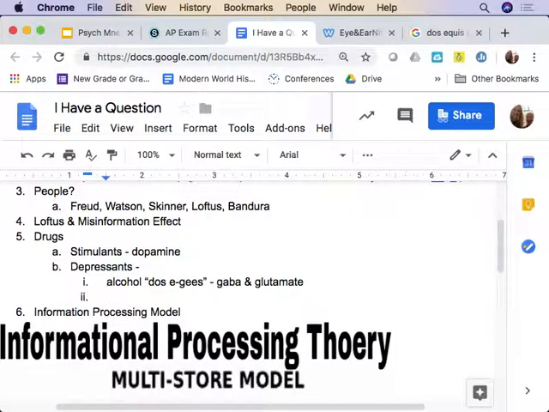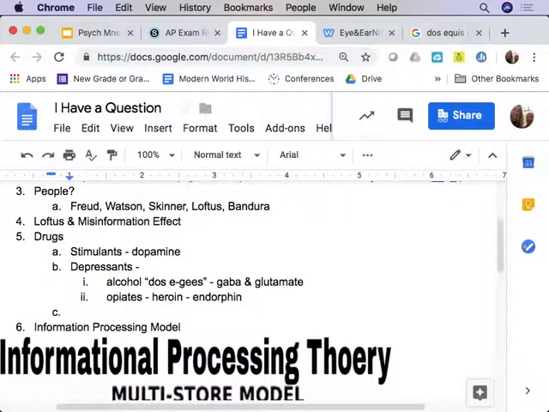And then the opiates. So heroin is going to be endorphins. So heroin, endorphin, are going to be connected. And then which one am I missing? Oh, hallucinogens. We know that one because we got a song. What is it? Serotonin. Yep, there we go.